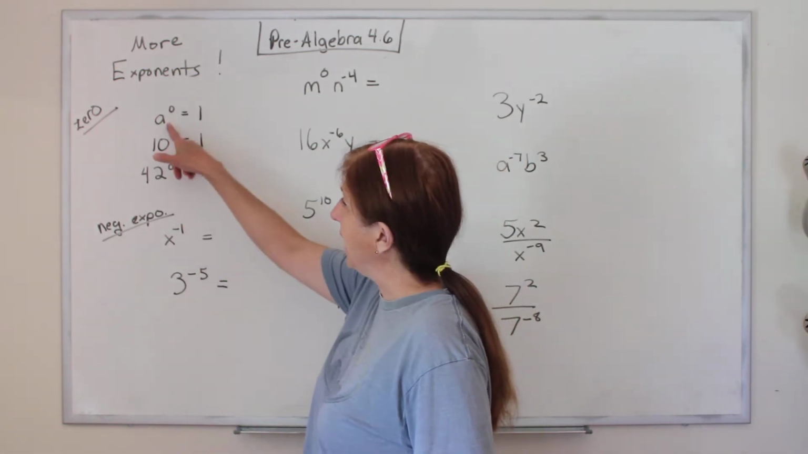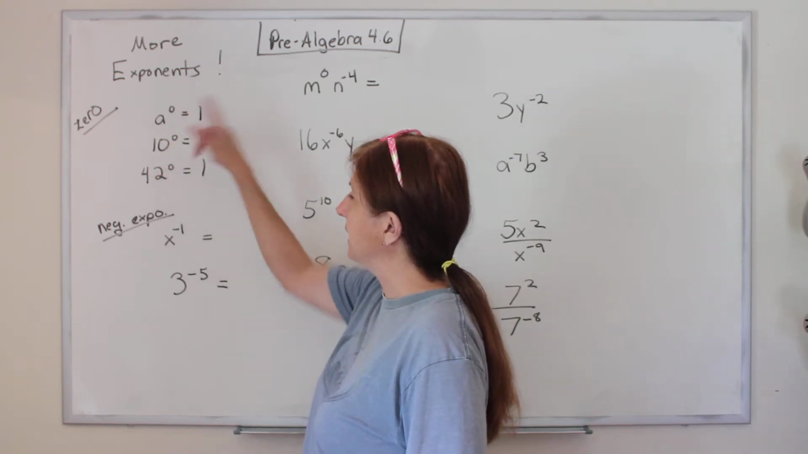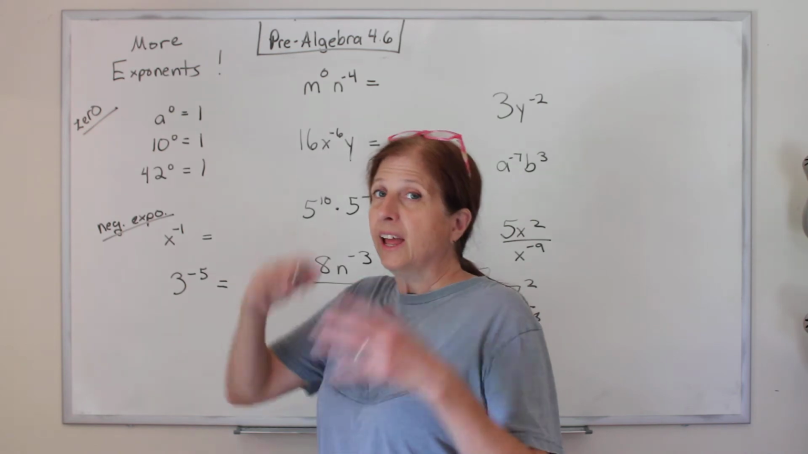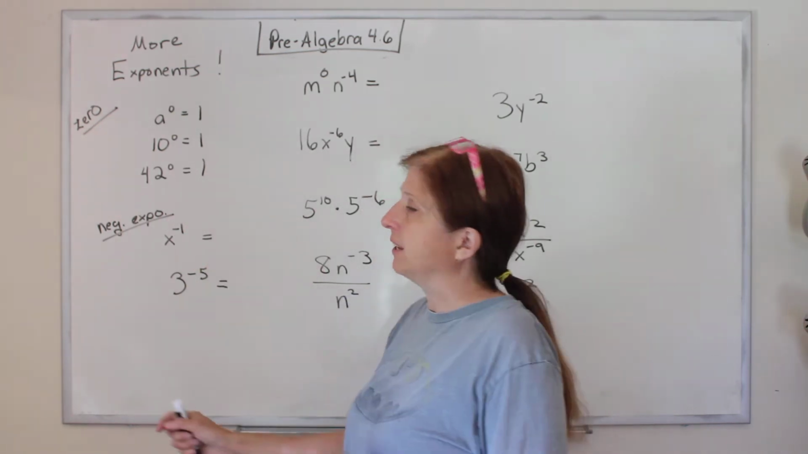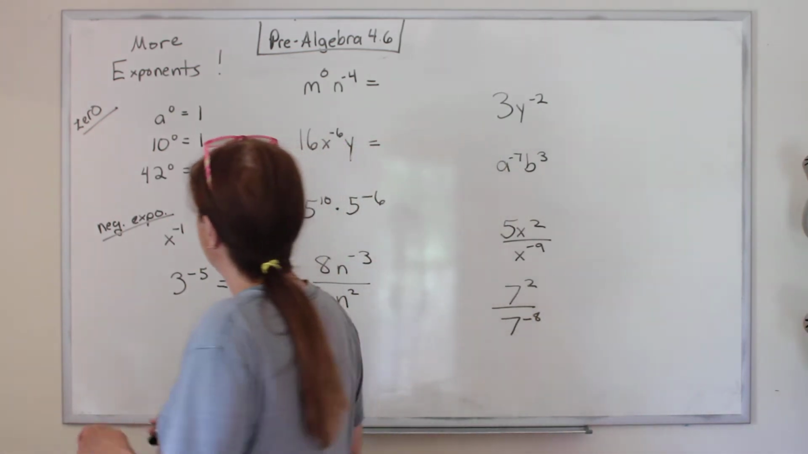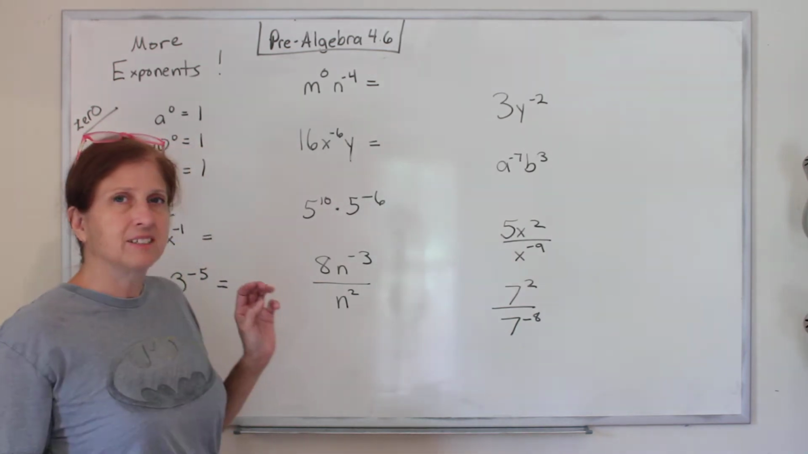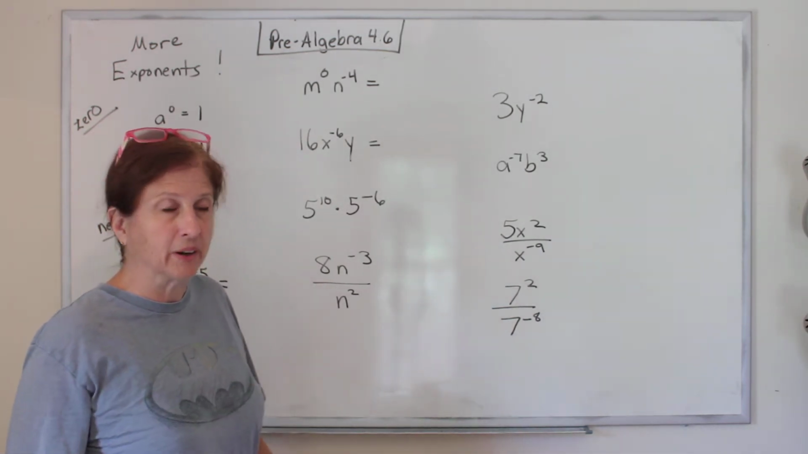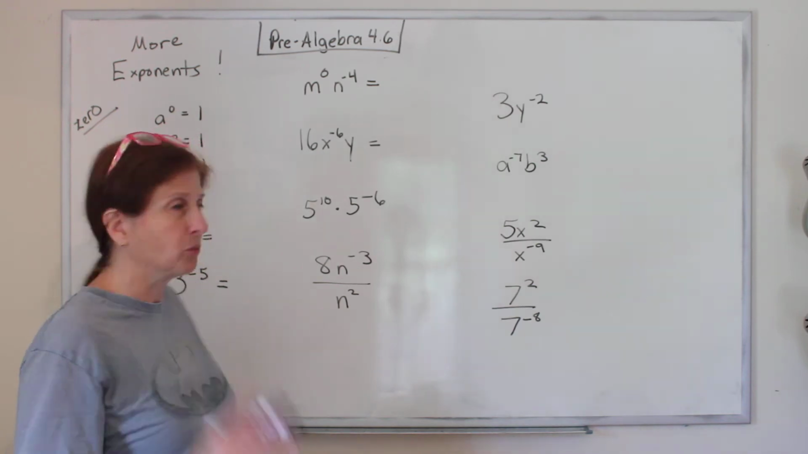Alright, so a to the 0 power is 1, 10 to the 0 power is 1, 42 to the 0 power is 1, anything to the 0 power is 1. That's the rule. And y'all really just don't know quite enough for me to explain why at this point. I know it's frustrating, but it's just the way it is.